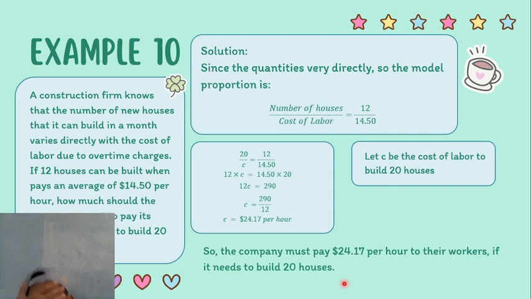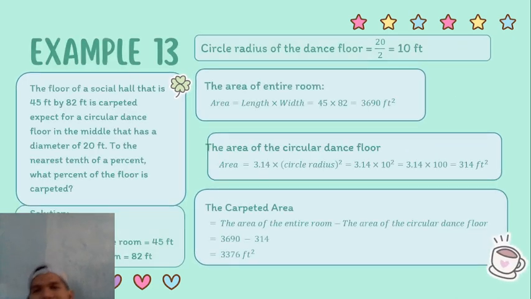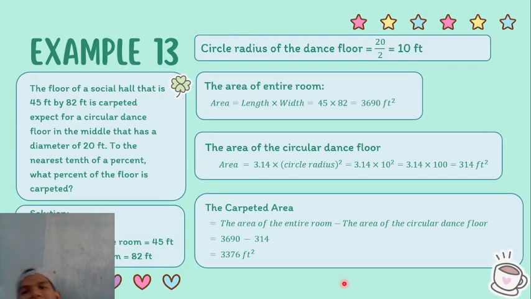if it needs to build 20 houses. Next is example 13. The floor of a social hall that is 45 feet by 82 feet is carpeted except for a circular dance floor in the middle that has a diameter of 20 feet. To the nearest tenth of a percent, what percent of the floor is carpeted?